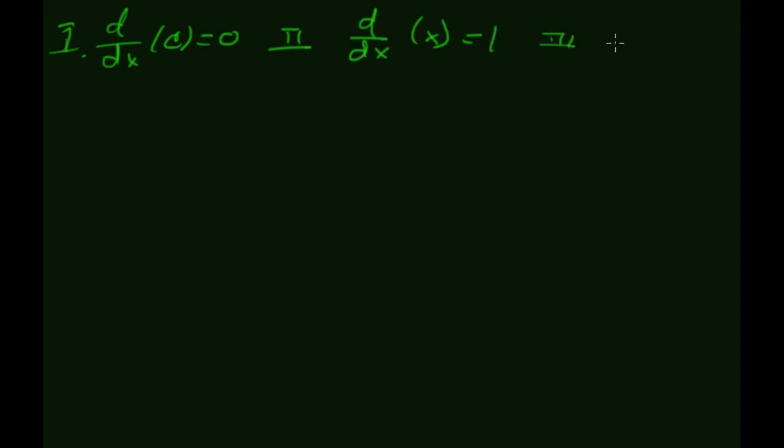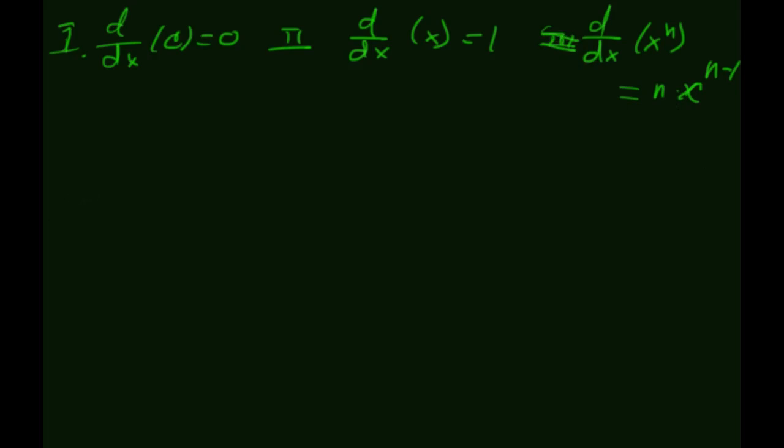And number 3, which is what we're calling the power rule, is x to the n is going to be n times x to the n minus 1. And you could explore this further with other power functions, but right now we're kind of there.